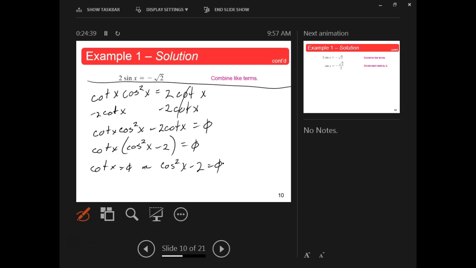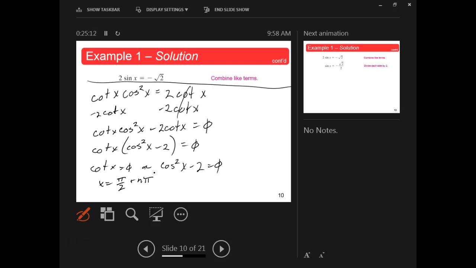Your half pies. Every one of your half pies. So this is going to be true when x is equal to pi halves. And what's the period of cotangent? So this will be plus n pi. Okay? Every half pi, you're going to have a cotangent equals 0. Very good. How about the right-hand equation?